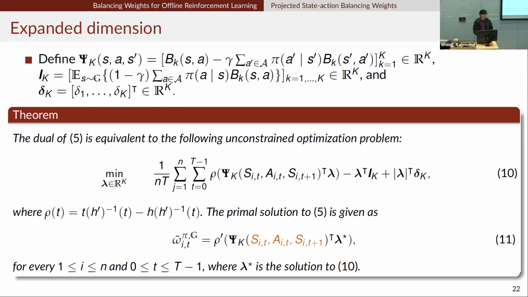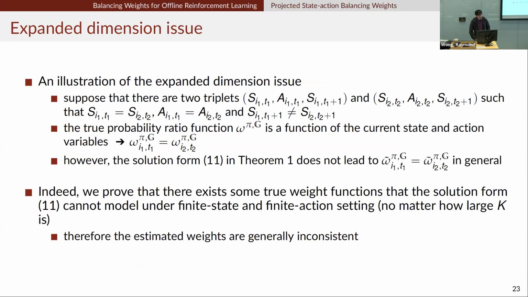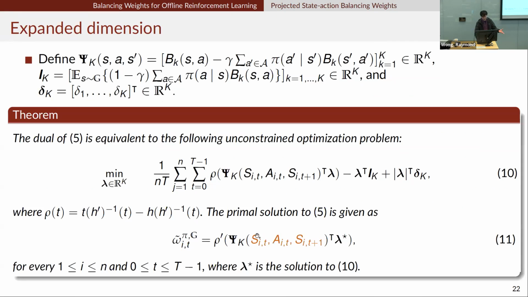So when we actually go on and investigate this, what we can prove is that there exists some true weight function that the solution form cannot model under finite state, finite action settings. In other words, if you try to use this estimator, there is some model misspecification implicitly induced here.